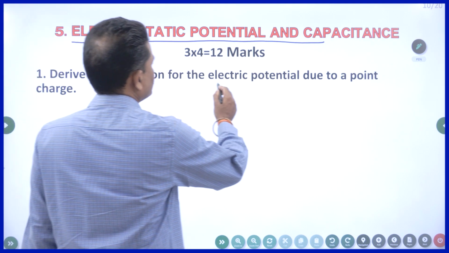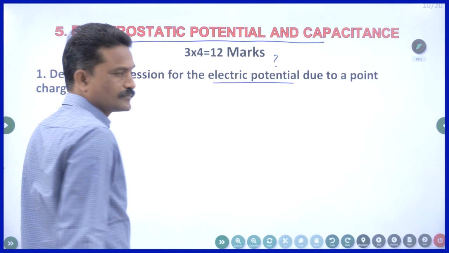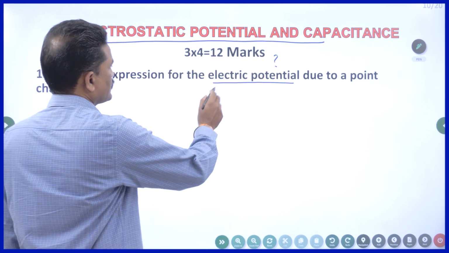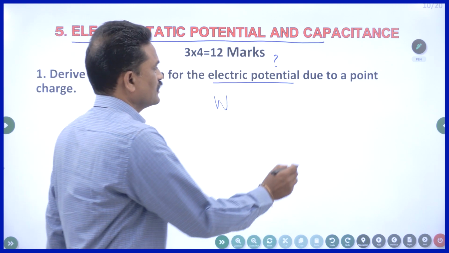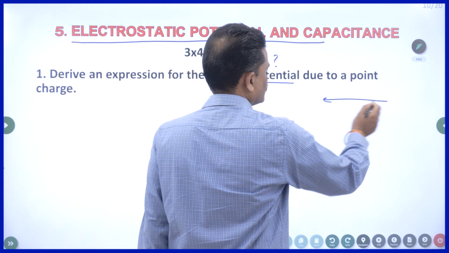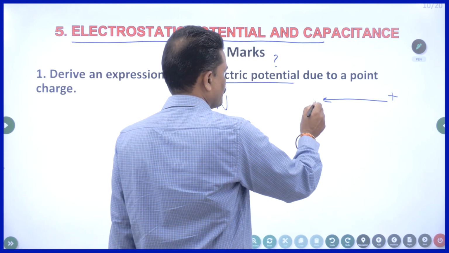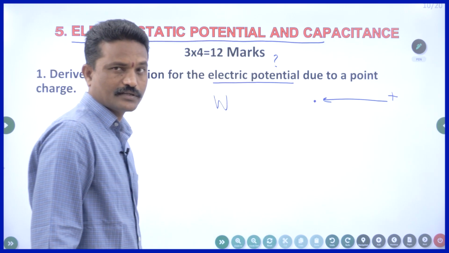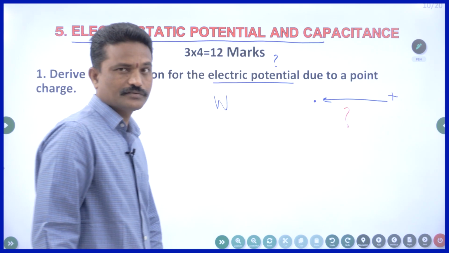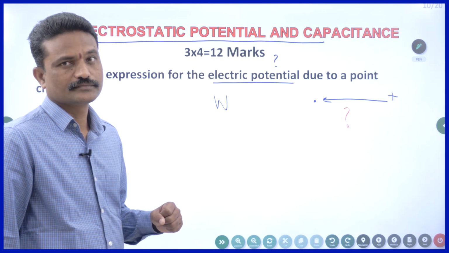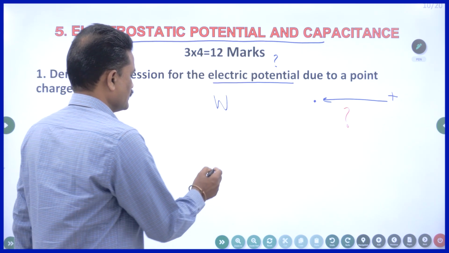Electric potential, how is it defined? Electric potential is nothing but the work done in bringing a unit positive charge from infinity to a point of the electric field against its wish. Against its wish, what does it mean? I will explain in detail.